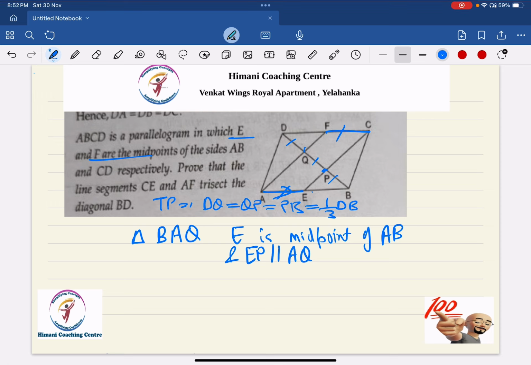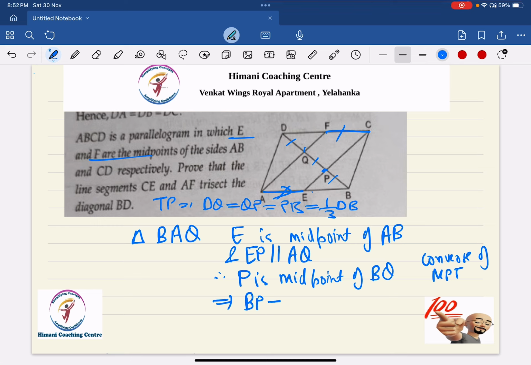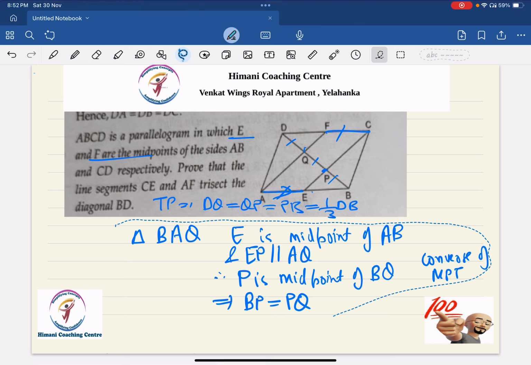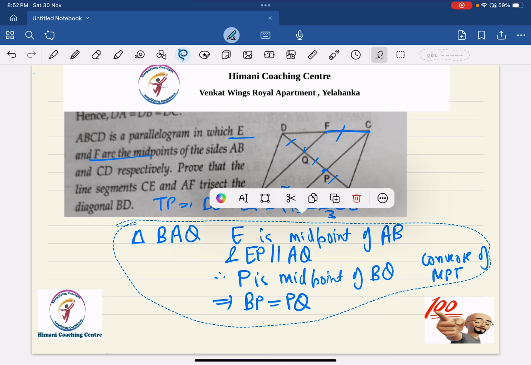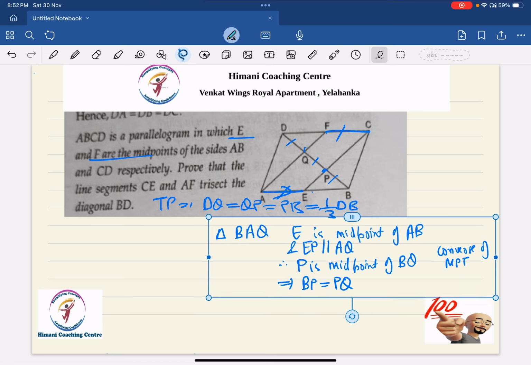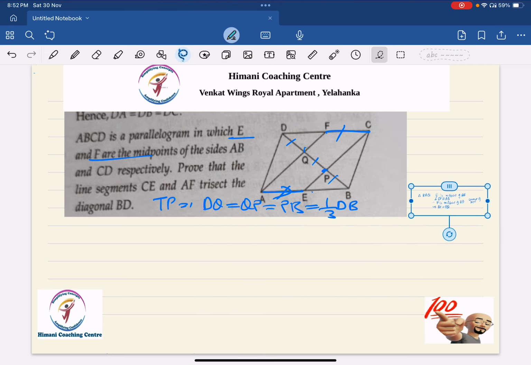So what will that mean? It would mean therefore P is the midpoint of BQ. Why? Converse of the midpoint theorem. Now, if P is the midpoint of BQ, it would mean BP is equal to PQ. We will keep this. Again, you can pause the video and note down the steps. I'll minimize this and keep it here for reference.